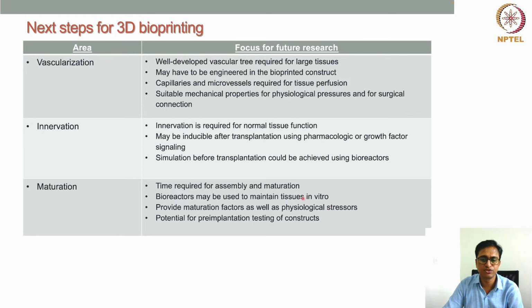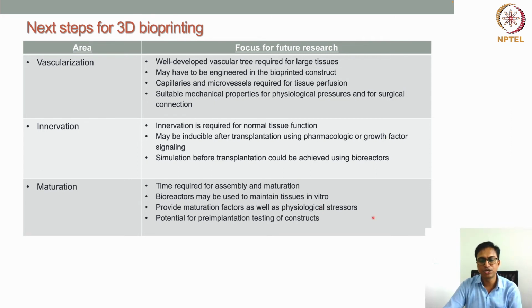They provide maturation factors as well as physiological stressors. In certain cases, factors like growth factors can be given for further maturation. Very many times, certain tissue growth depends on the temporal delivery of growth factor at different stages. So these maturation factors are required, and we need to provide them. That can be another step by which we can take this bioprinted tissue construct further for maturation and for its particular use.